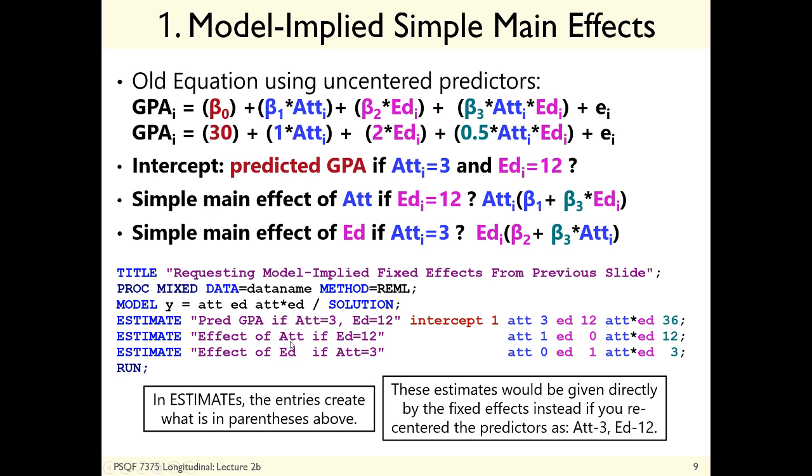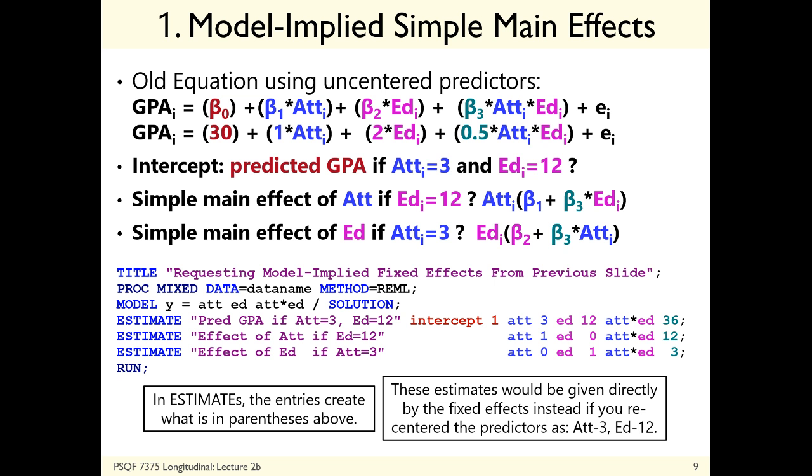What contributes to the effect of attitudes? Only the terms that have attitudes in them. So that's why we start off with 1, beta 1, no main effects of education. This is here just for pedagogical purposes. If you don't write it, it's assumed to be 0 also.